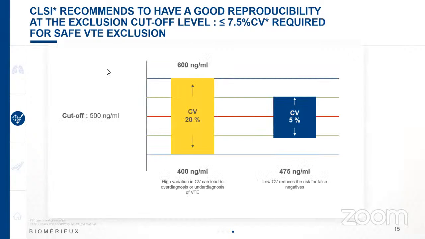I just want to talk briefly about the cutoffs in terms of what the CLSI recommends. The CLSI actually recommends a cutoff of less than or equal to 7.5% coefficient of variation. So for example, in the first slide, the one in yellow, this is a very wide margin of a cutoff showing the lower limit and the higher limit. And a high variation can lead to either overdiagnosis or underdiagnosis. So what is recommended is here there's 5%, maximum of maybe 7.5%. Here it reduces the risk of false negatives. So the range should also not be too wide.